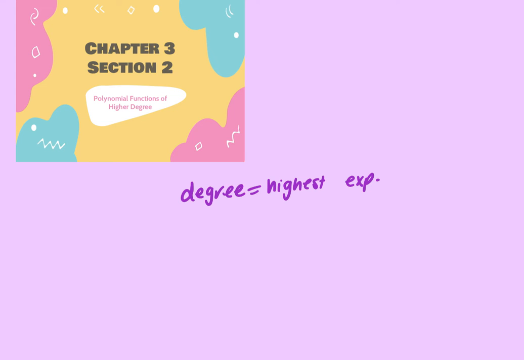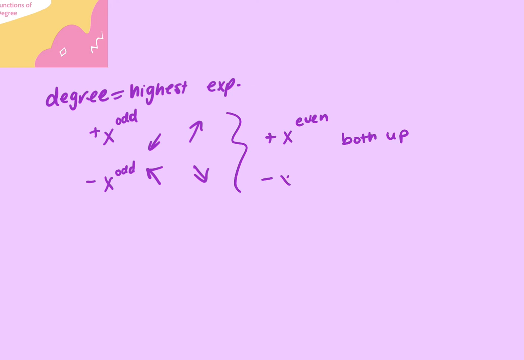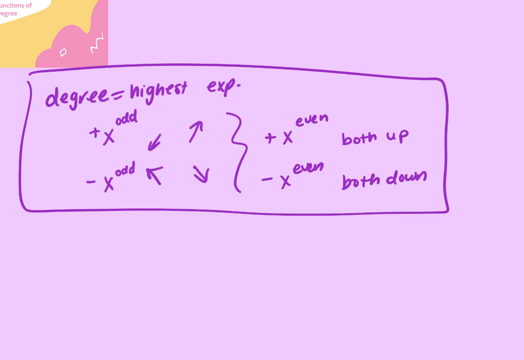If it's a positive x with an odd exponent, then it falls left and rises right. If it's a negative x with an odd exponent, it rises left and falls right. If it is positive x with an even exponent, just like a parabola, both go up. And if it's a negative x with an even exponent, both point down. That is called the leading coefficient test, which determines end behavior.